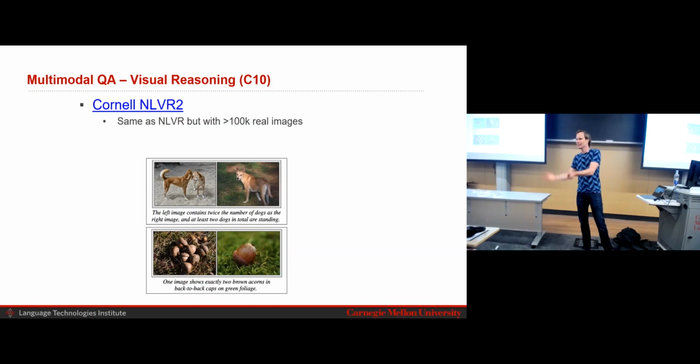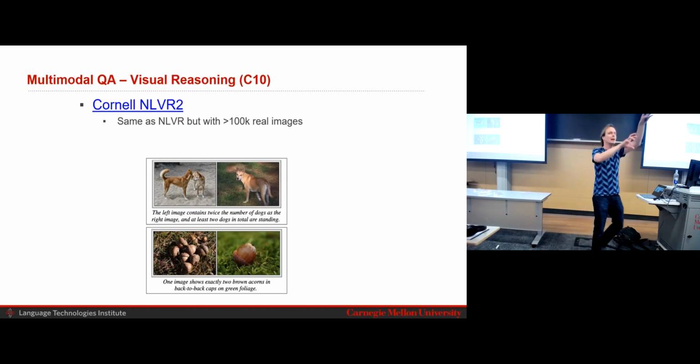I told you, a synthetic data set is always good, but it's the same idea: to find out if the statement is really aligned with the image, you really need to reason about the details and how these different components come together. That's an example of a nice, interesting data set.